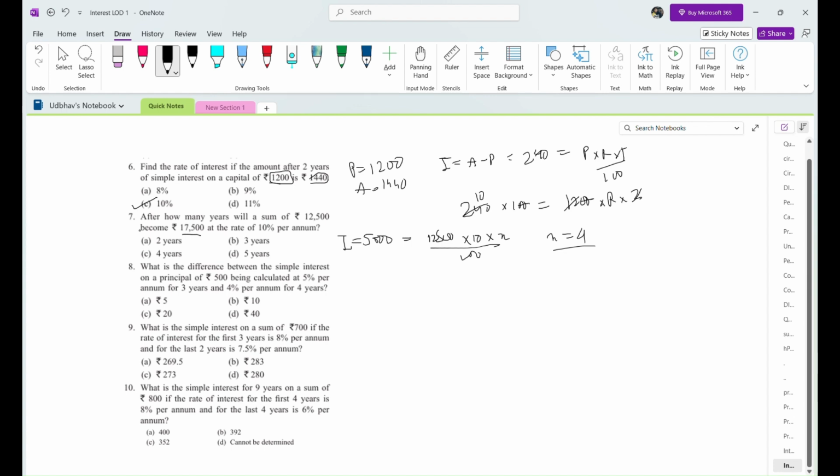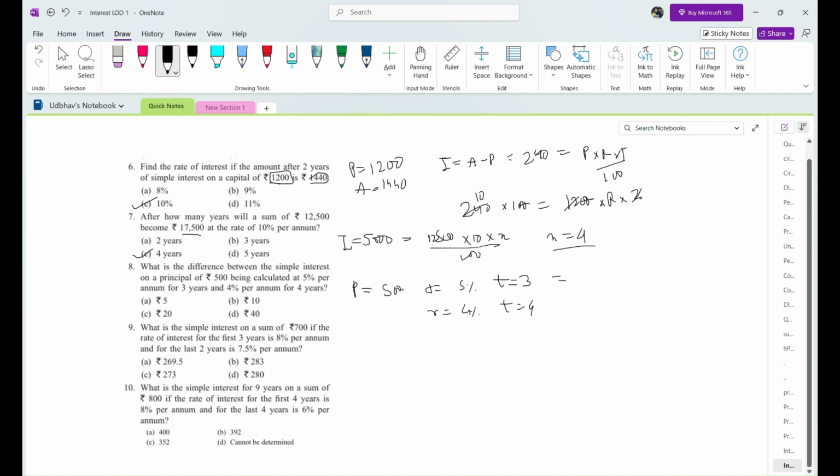Yeah, 4 years. What is the difference between the simple interest on a principal of 500 being calculated at 5% per annum for 3 years, and another rate of 4% per annum for 4 years? Principal is given as 500. Rate is 5% per annum. Time is 3 years and another rate is 4% per annum and time is 4 years. We have to find the difference.